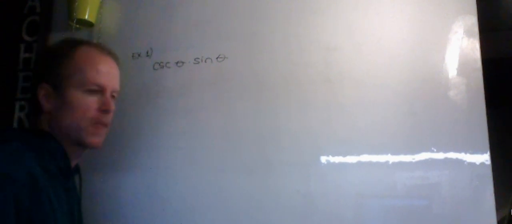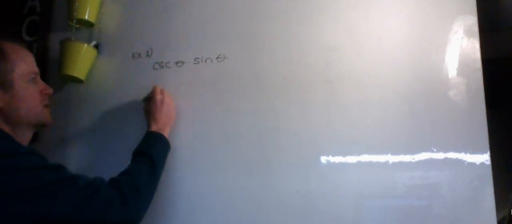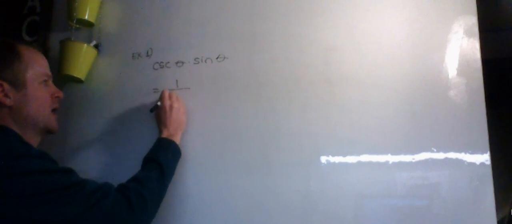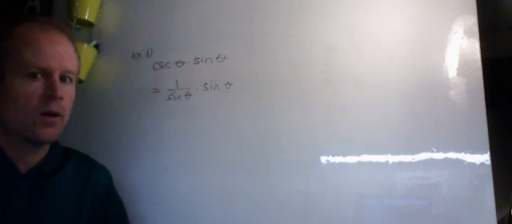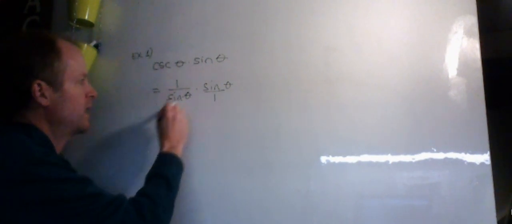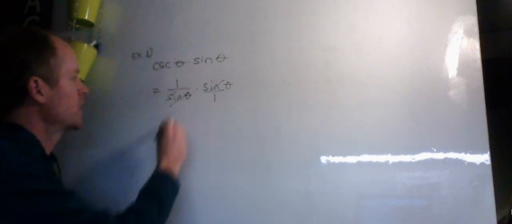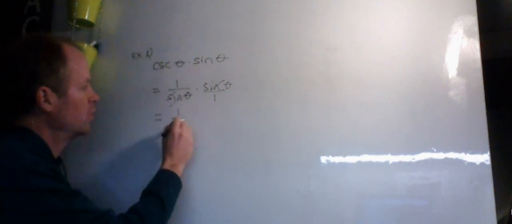All right, so cosecant is the same as 1 over sine of theta. And we're going to just keep sine of theta the way it is, sine of theta. The reason we're doing that is because now I can cancel or simplify this expression. So I have a sine on the top and a sine on the bottom. So I'm going to cross those off, and I'm left with a 1 in the top of the fraction and a 1 in the bottom.